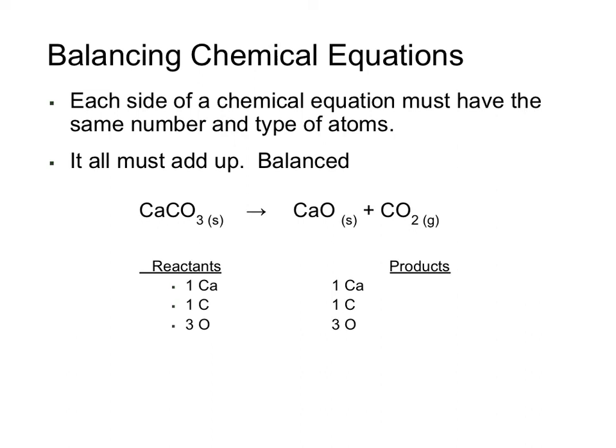Let's look at another example. In this case, we have the decomposition of calcium carbonate in order to form calcium oxide and carbon dioxide. If we count up our numbers of each type of element on both sides, in the reactant side, we have 1 calcium atom in our products, 1 carbon in the reactants, 1 carbon in the products, 3 oxygens in the reactants, and 3 oxygens in the products. So we see that this equation is actually balanced as written. We don't need to add any coefficients. We have the same number of each type of element on both sides already.